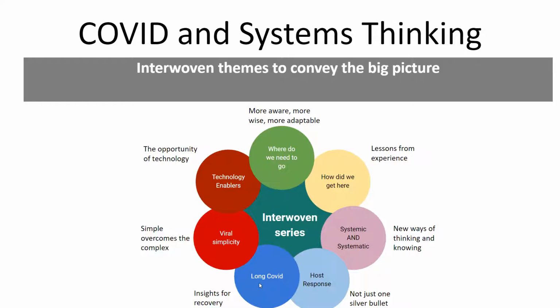We have Bevan, who's looking after long COVID, and by looking at long COVID, potentially insights for recovery. Richard is looking at essentially a paper which is this tension between simplicity and complexity, viral simplicity overcoming our complexity. Arno is looking at technology enablers and the opportunity of technology for better situational awareness, better metrics, better means to make decisions. And then we had in mind a more socially orientated paper, which was where we need to go to make us more aware, more wise, more adaptable.